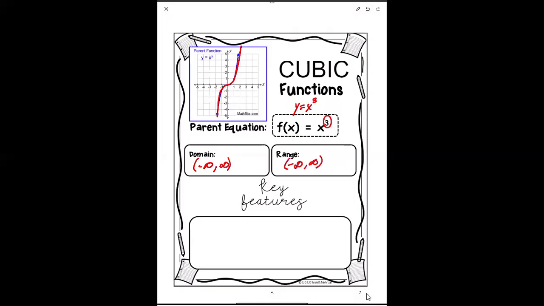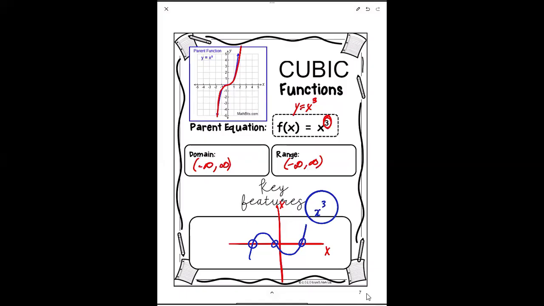Key features: basically, when you see the exponent, that tells you the number of zeros it could have. Let me give you an example. If this is x and this is y, this one has 1, 2, 3 zeros. I don't know exactly what the equation is, but I do know it's going to be a cubic function. So if it crosses 3 times, it's cubic.